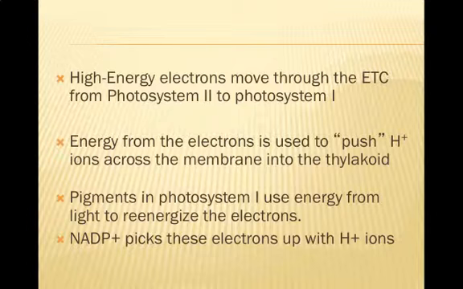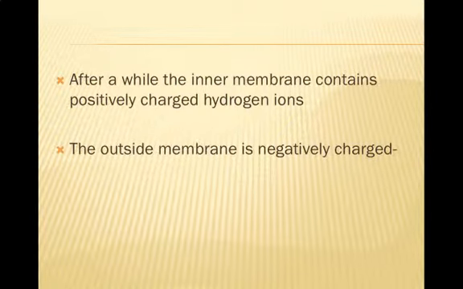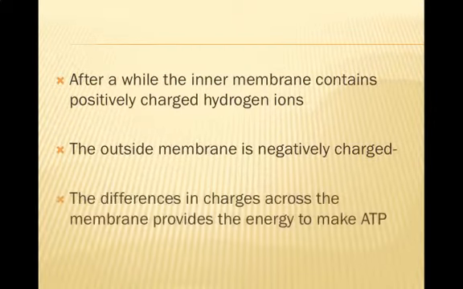NADP plus picks these electrons up with the hydrogen plus ions, and after a while the inner membrane contains positively charged hydrogen ions, enough that we can make ATP because we have a membrane differential.